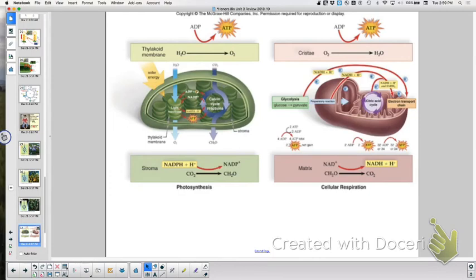Glucose, and you're left with 2 C3s. Use some ATP to build 2 pyruvic acids, and you reduce some NAD and make some ATP.